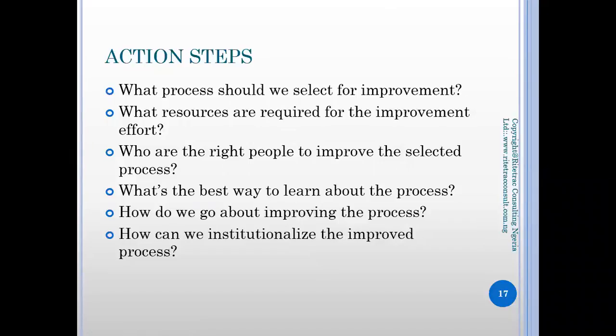What processes, what are the steps, action steps? What processes should we select for improvement? What resources are required for improvement efforts? Who are the right people to improve the selected processes? What's the best way to learn about the processes? How do we go about improving the process? How can we institutionalize the improved process? These are the action steps.